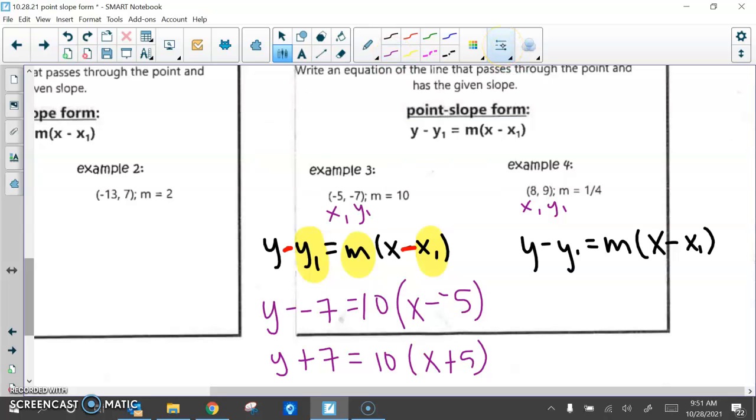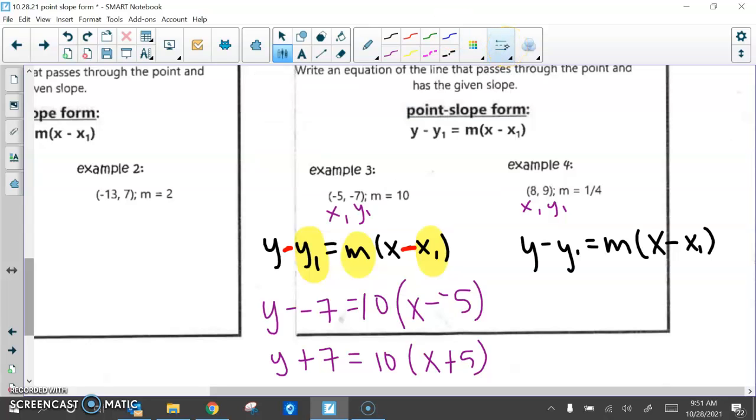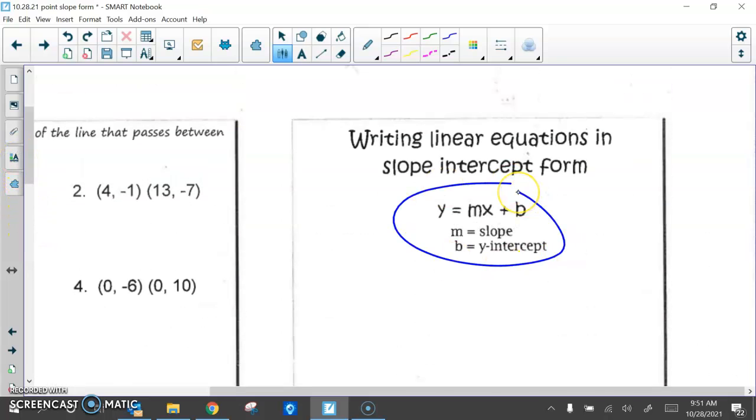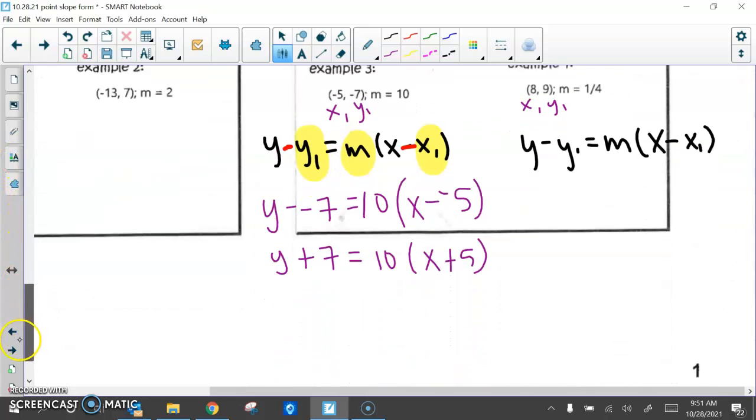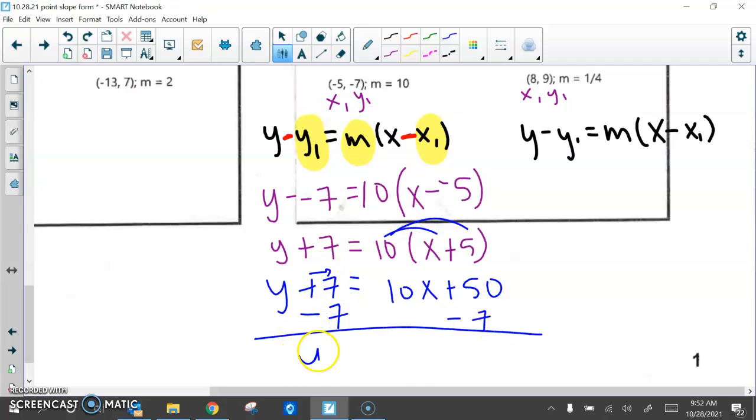Okay, once I've done that, my next step is to distribute because I need to get y by itself. Remember, we're always going back to y equals mx plus b. So I have to distribute. And then my last step is to move this 7 to the right side by subtracting 7. And that's my final answer.